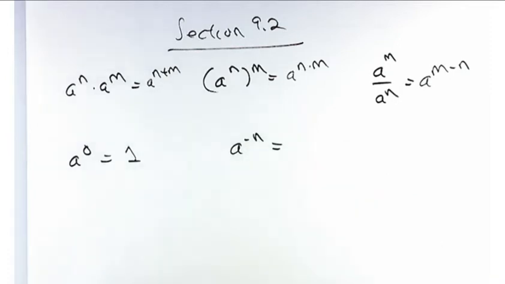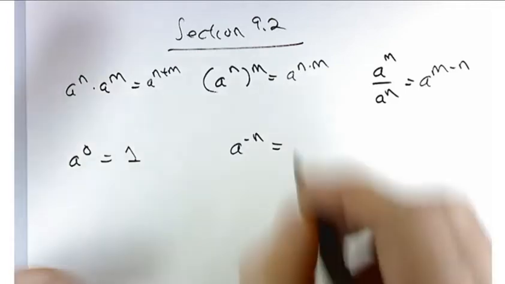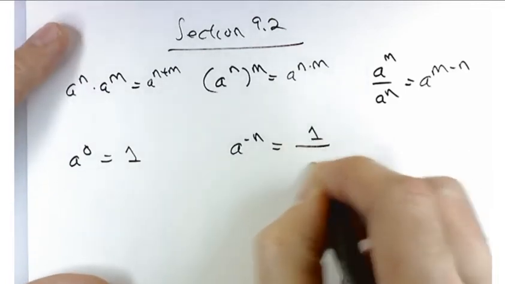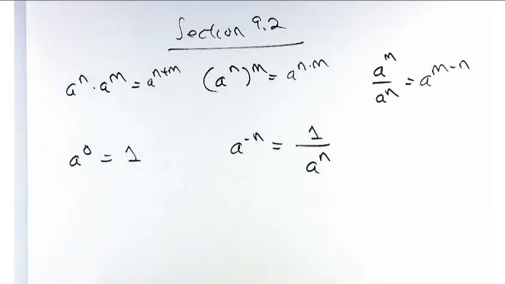Ooh, how many of you got this one? Something to the negative power. What do you do to get rid of that negative? Good, 1 over a to the n. So there's two things. You're going to put that term in the denominator, and you're going to make that exponent positive.